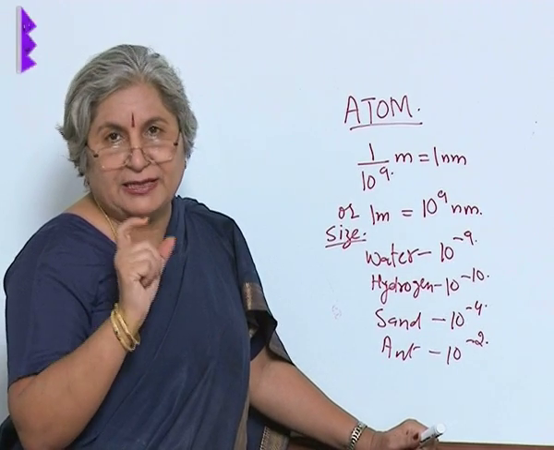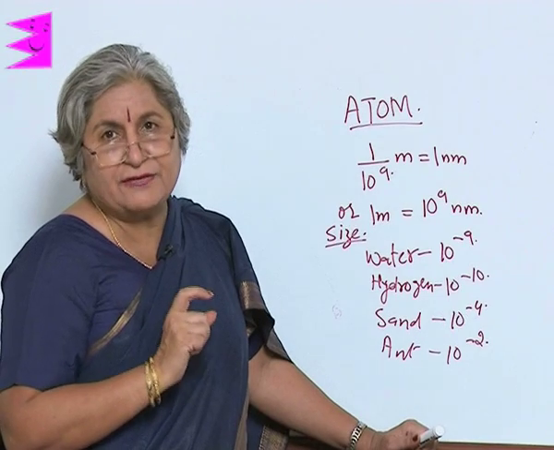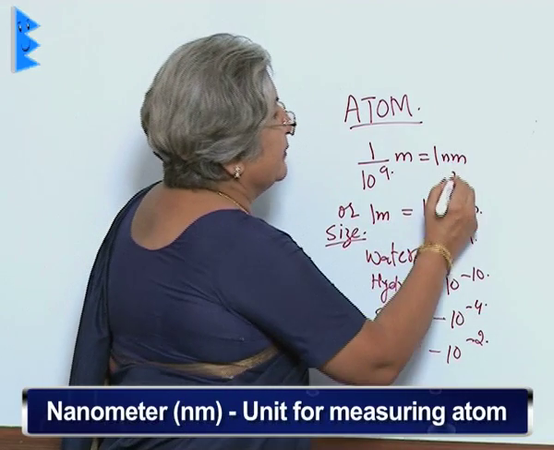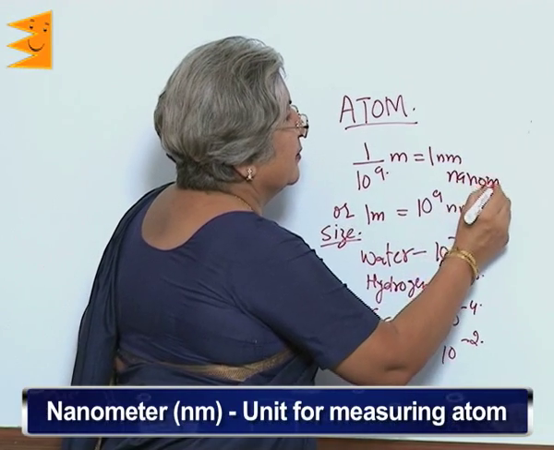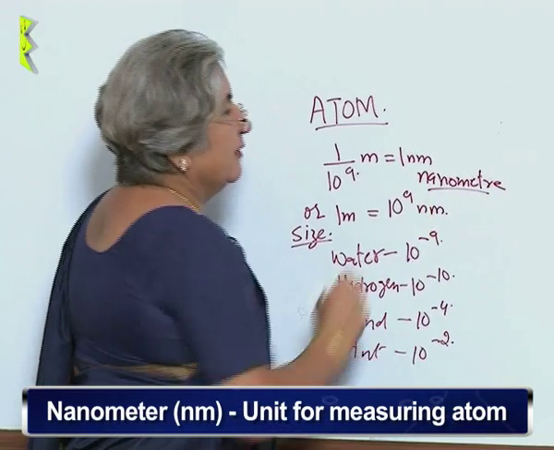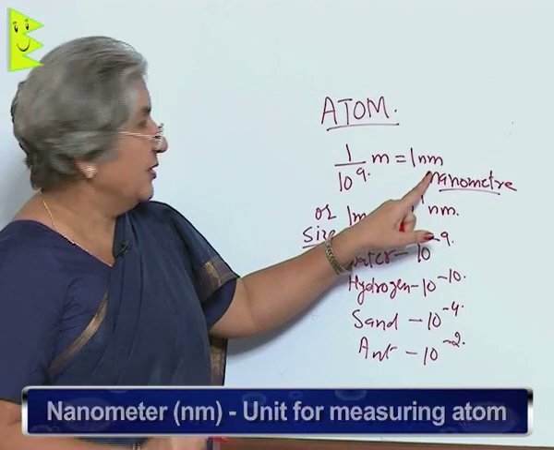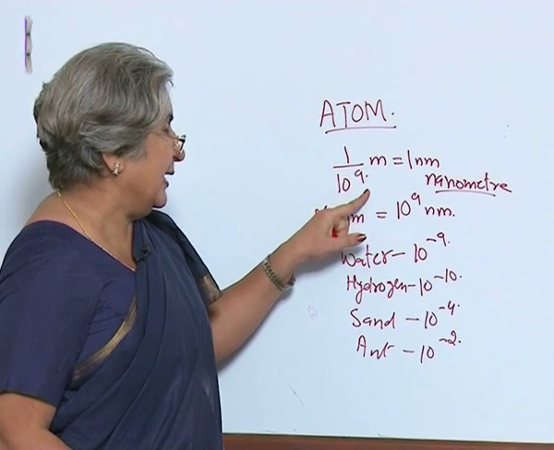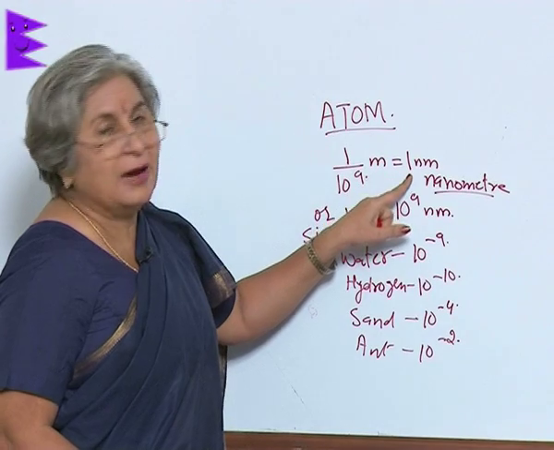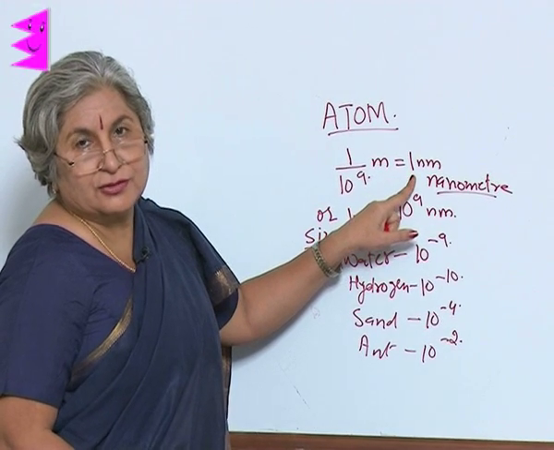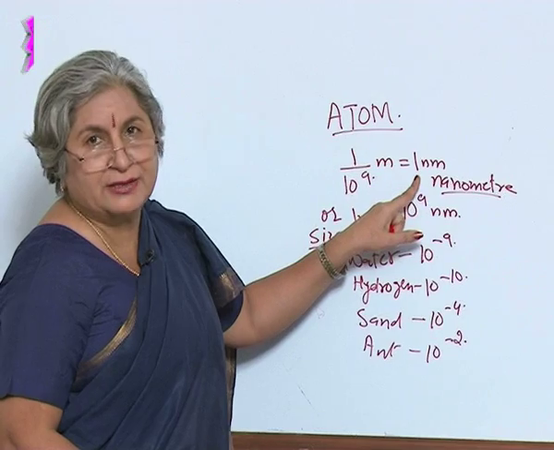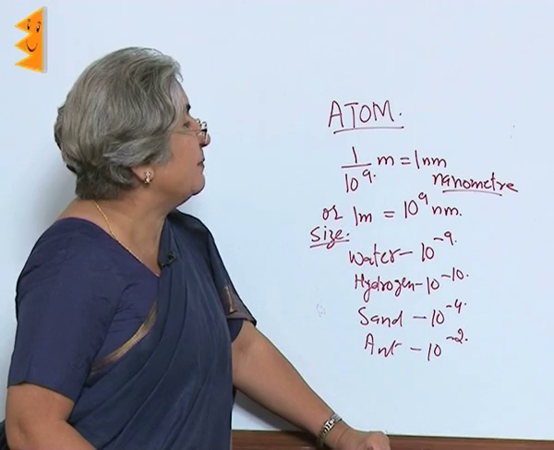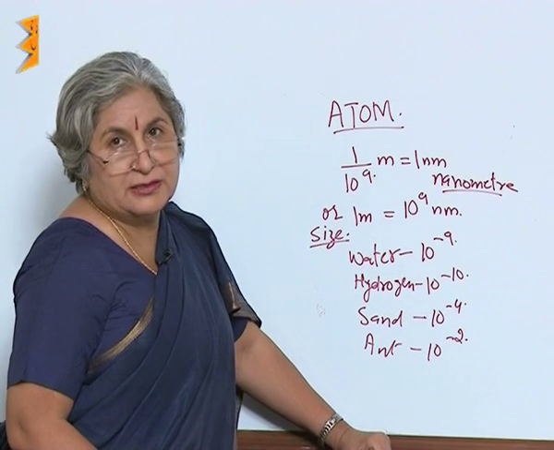You know, for measuring there is always a unit. In the case of atom, because it is very small, the unit we use is nanometer, which is denoted as nm. So, what we find is 1 by 10 raised to the power of 9 m is equal to 1 nanometer. So, you can imagine how small is a nanometer, or you can say 1 m is equal to 10 raised to the power of 9 nanometers.